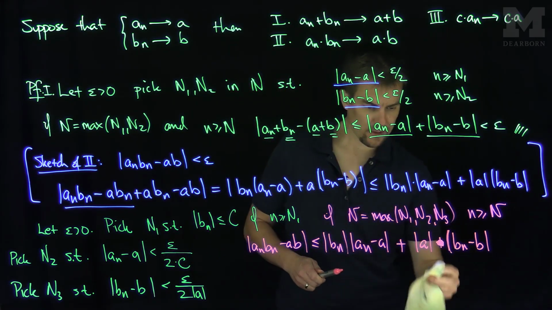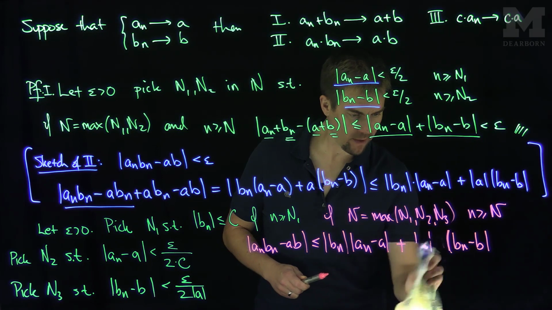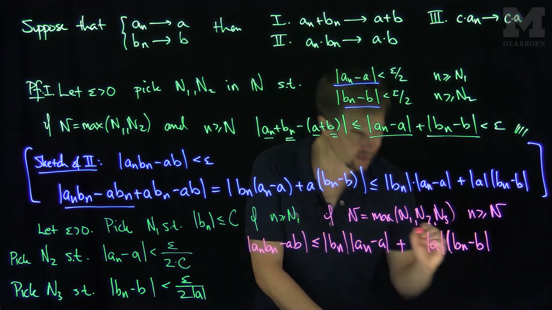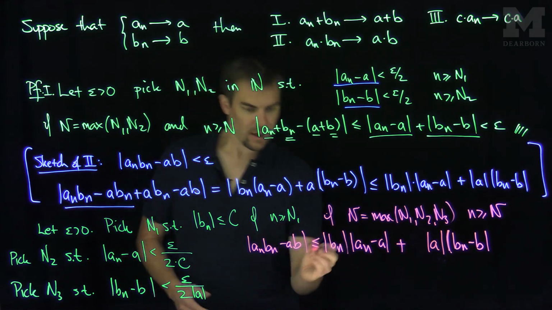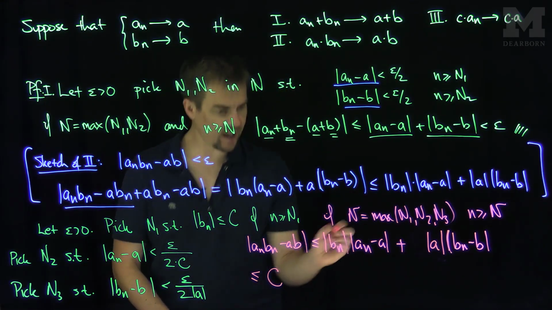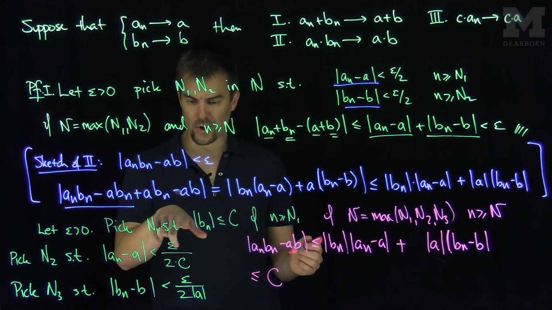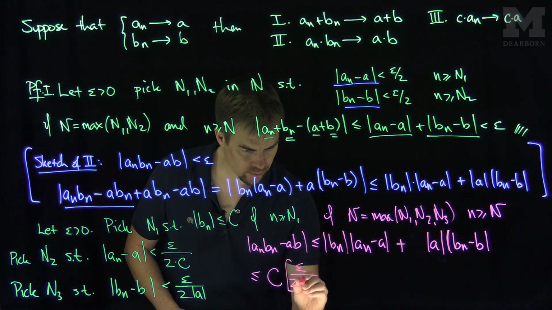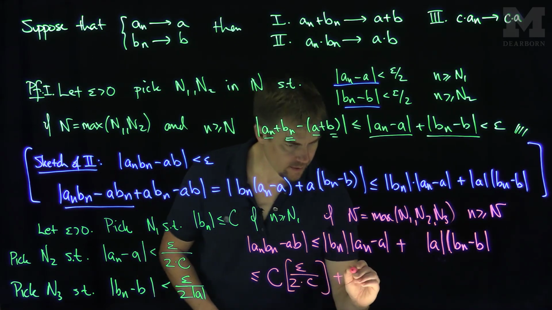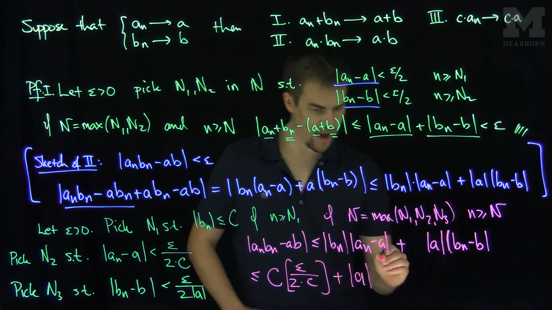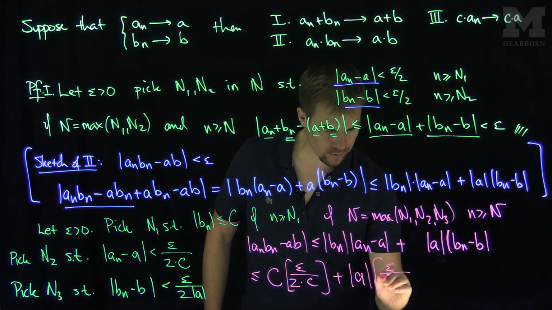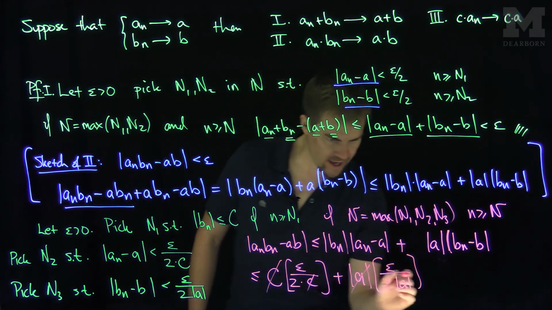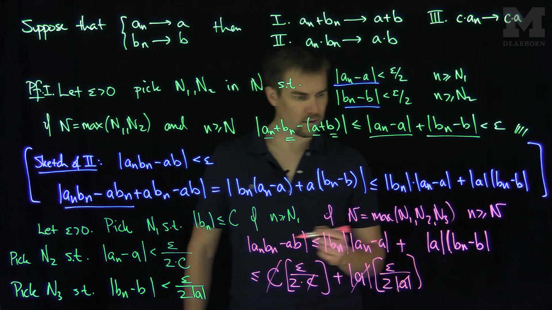And so now we can use all of our conditions one by one. So of course that's just absolute value a. Make it a little bit cleaner. And so now of course this is less than or equal to c because we're bigger than the threshold n1 where all the Bn are less than c, times epsilon over 2 times c, plus modulus a, or absolute value a, times what? Epsilon over 2 absolute value a. Now the c and the c will cancel, the a and the a will cancel. I have epsilon over 2 plus epsilon over 2.